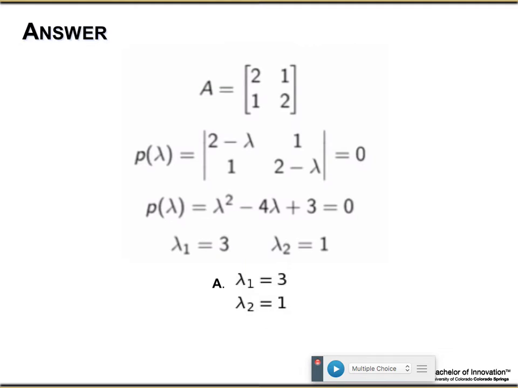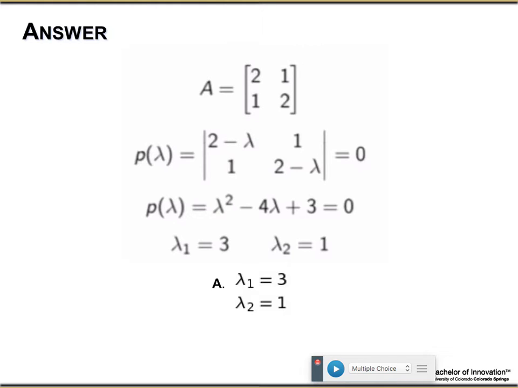Again, we're going to start with this, get our characteristic equation. So we get our determinant of 2 minus lambda, 1, 1, 2 minus lambda equals 0. That gives us lambda squared minus 4 lambda plus 3 equals 0, for which the roots are 3 and 1. So the eigenvalues are 3 and 1.